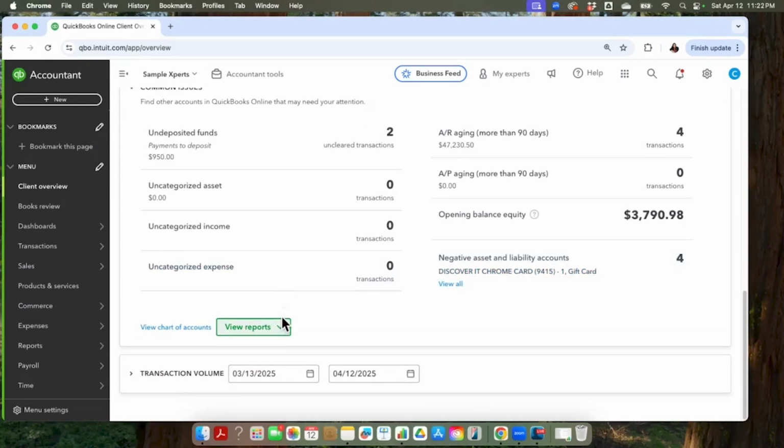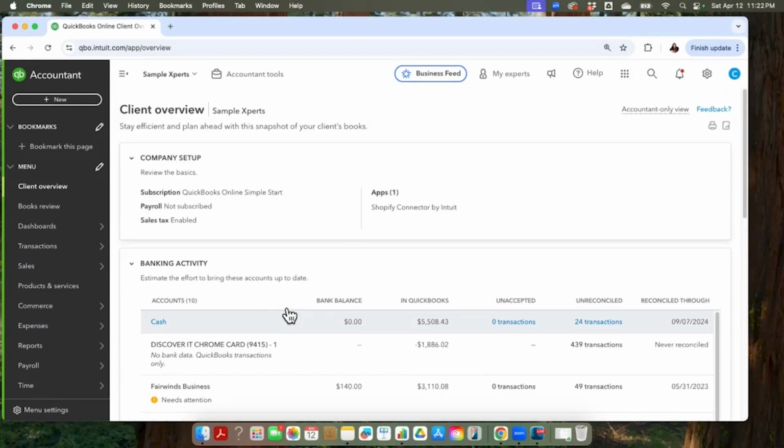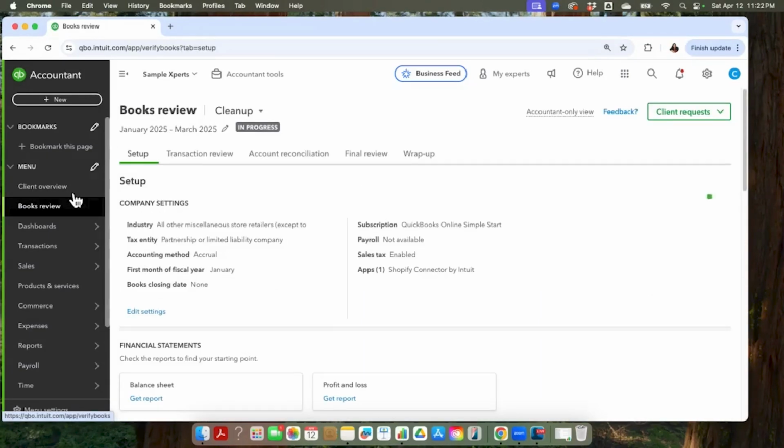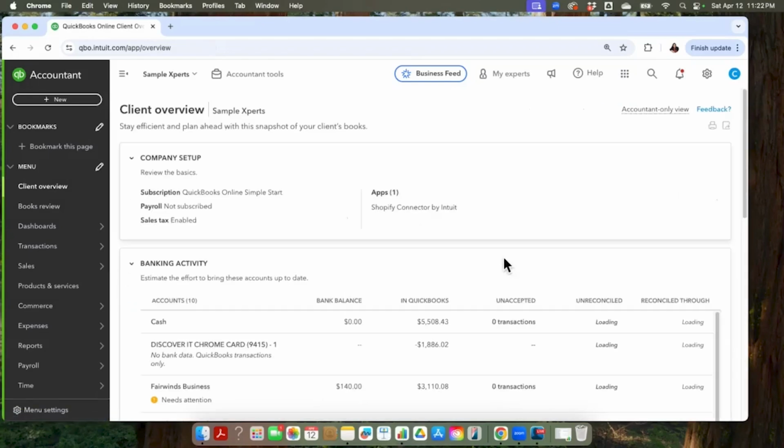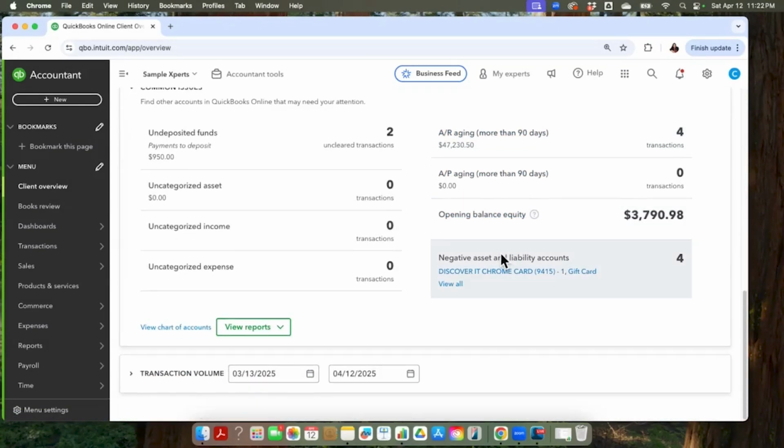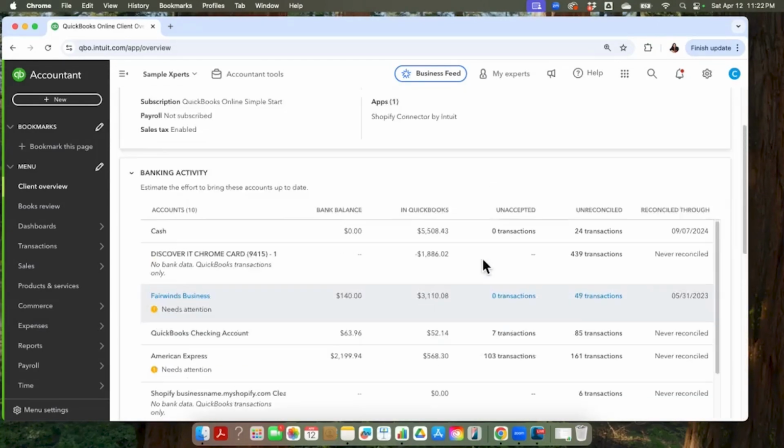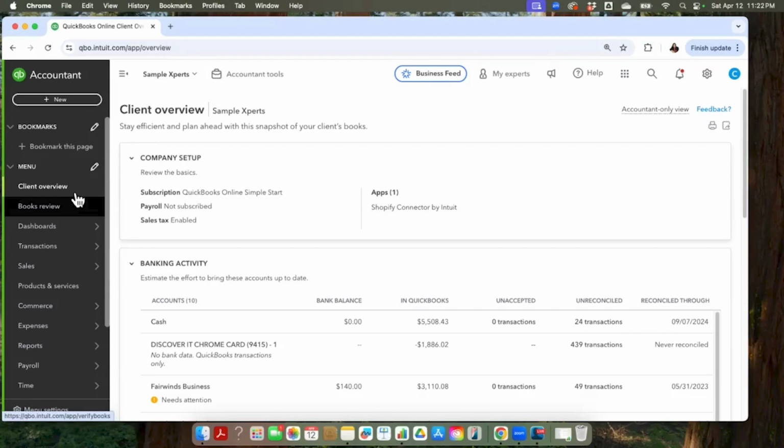Okay, and then here is where you view reports. This is the business overview. This is where you, business owner, will be looking, and books review is where your accountant or bookkeeper will be looking. Okay, so those are the things you can make sure are done prior to filing taxes. All the things that you can look at.